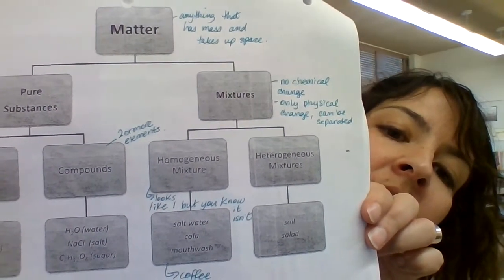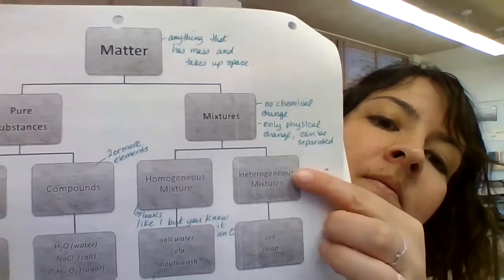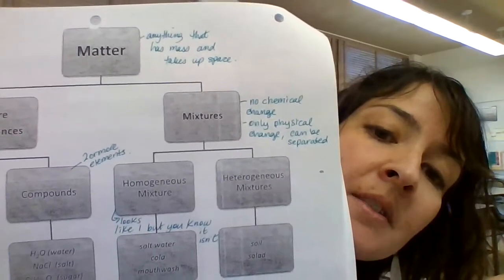And then heterogeneous, you can see the different substances in it. So this chart is pretty important for this unit. You need to be able to understand the differences, so we'll do lots of worksheets on this.